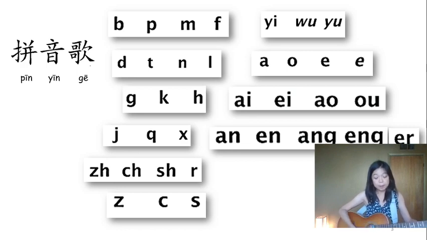All right. B, P, M, F. Da, ta, na, la, ga, ka, ha, ji, qi, xi, zhi, chi, shi, ri, zi, ci, si, yi, wu, yu, a, o, e, an, en, ang, eng, ong, wo.